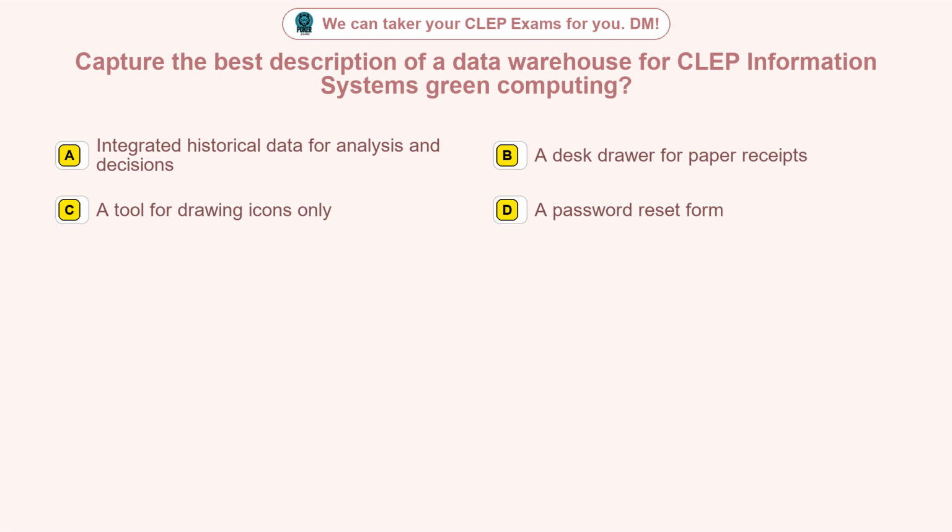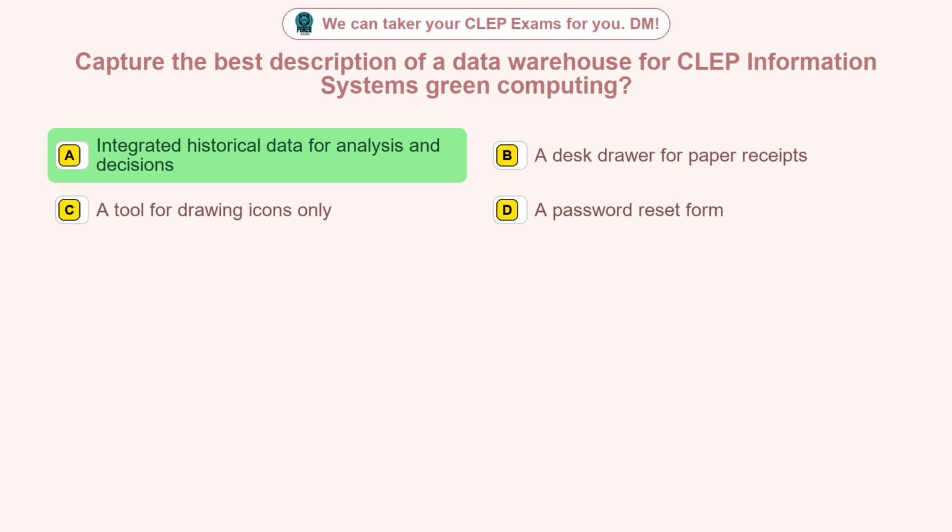Question 84. Capture the best description of a data warehouse for CLEP Information Systems Green Computing. Option A. Integrated historical data for analysis and decisions. Option B. A desk drawer for paper receipts. Option C. A tool for drawing icons only. Option D. A password reset form. The correct answer is option A.